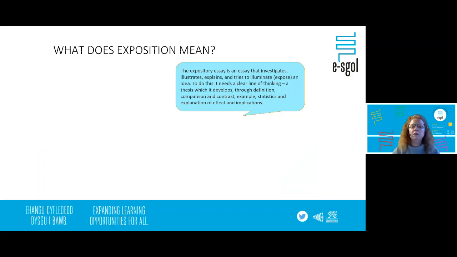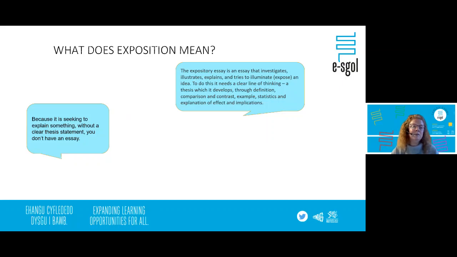So the examiner gives us some explanations to try and show us what exposition means. Can you see the first one? So it says it's an essay which illustrates, explains and illuminates an idea. So you need a clear line of thinking which develops through definition, comparison and contrast, example, statistics and explanations of effect and implications. So in other words, you are getting your idea, you are developing your idea, and you're trying to show why you think that. It's an essay. You're just exploring your own point of view. It's one of the easier ones to do, but it's one of the ones that we're least familiar with. It's explaining something.